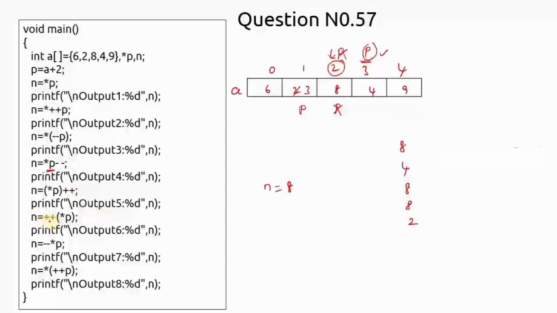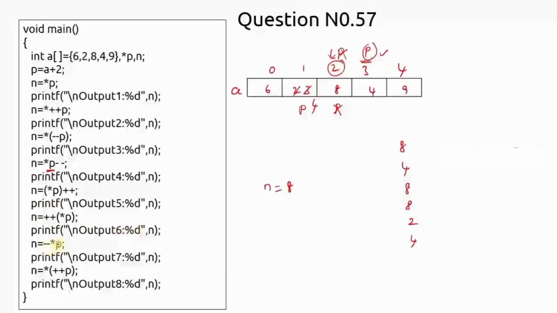Next coming to here, n equals plus of pointer p. Now what is pointer p value? 3. You are incrementing that value. That's it. You are not changing the location. You are just incrementing the value. So your value 3 will become 4 here. Now that 4 has to be assigned to n. So if you print that, here 4 will be printed for output 6.